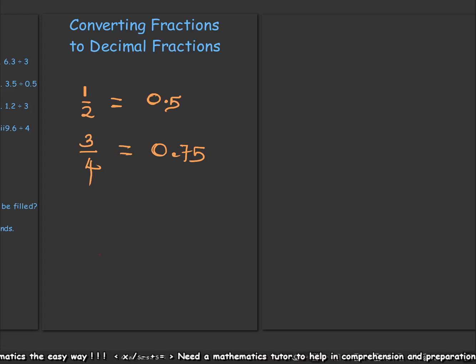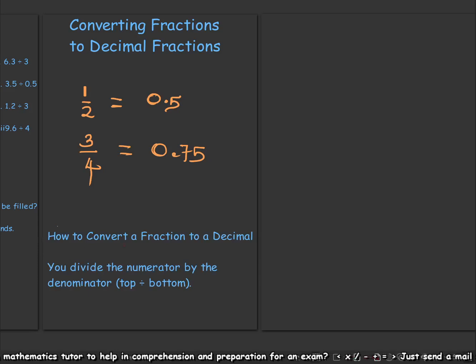If you want to convert from these types of fractions to decimal notation, you just have to divide the numerator by the denominator. And you should know how to work out your long divisions. As I have said, you just divide your numerator by the denominator. That is the top divided by the bottom. So let's look at how we work these out.